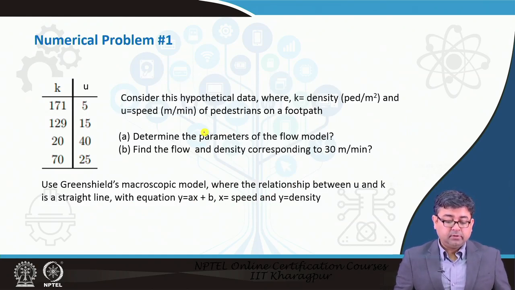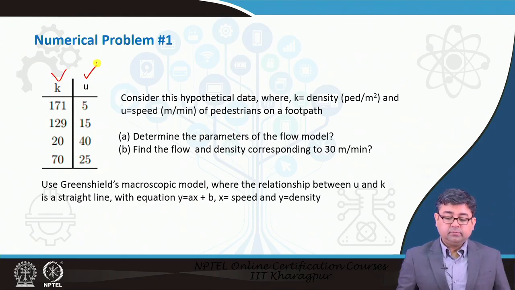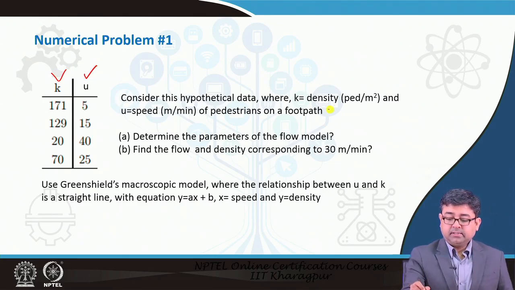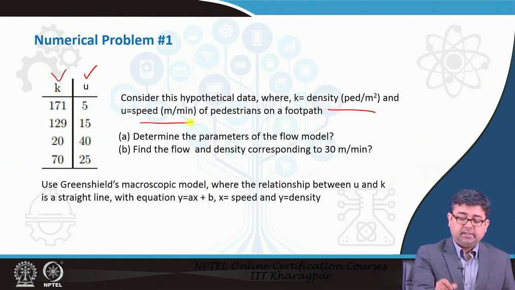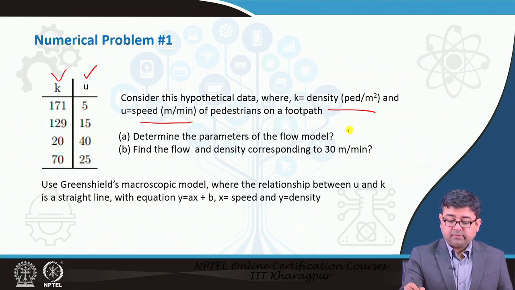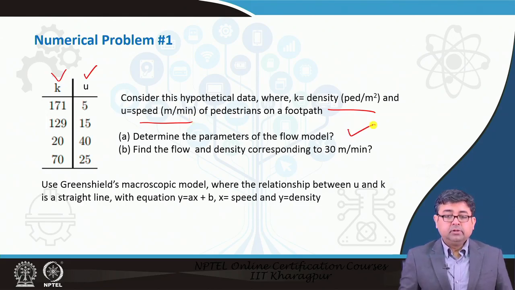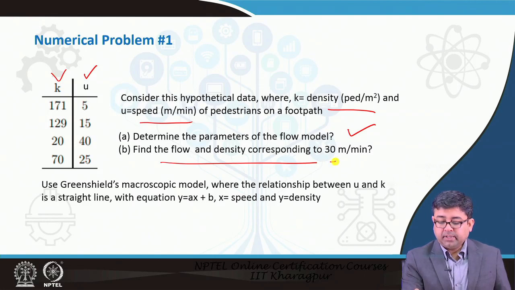Now, for example, you are given this problem with these values of k and u. k is density in pedestrians per meter square and speed u is in meters per minute. Determine the parameters of the flow model. You are told to estimate the parameters of the flow model and find the flow and density corresponding to a speed of 30 meters per minute.